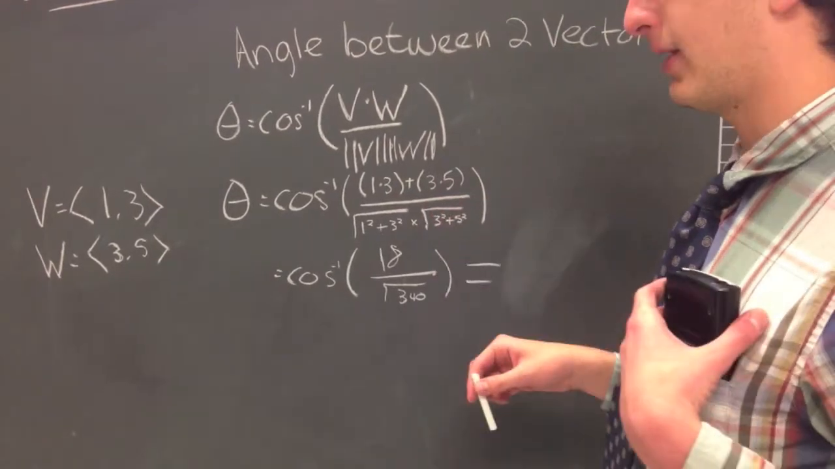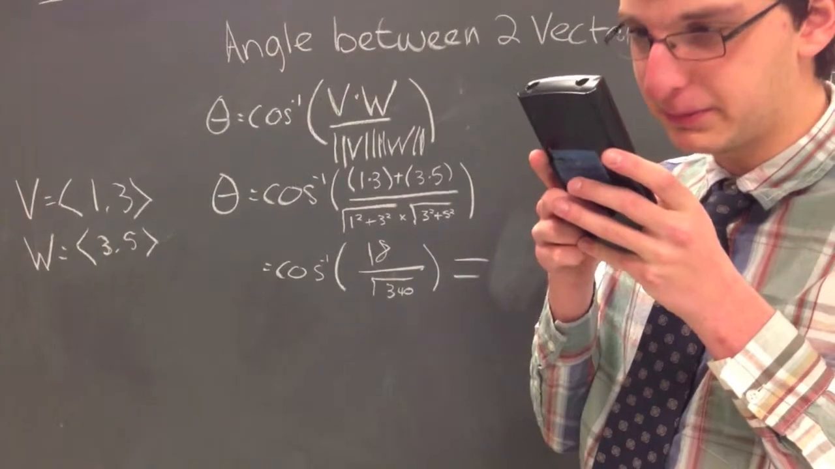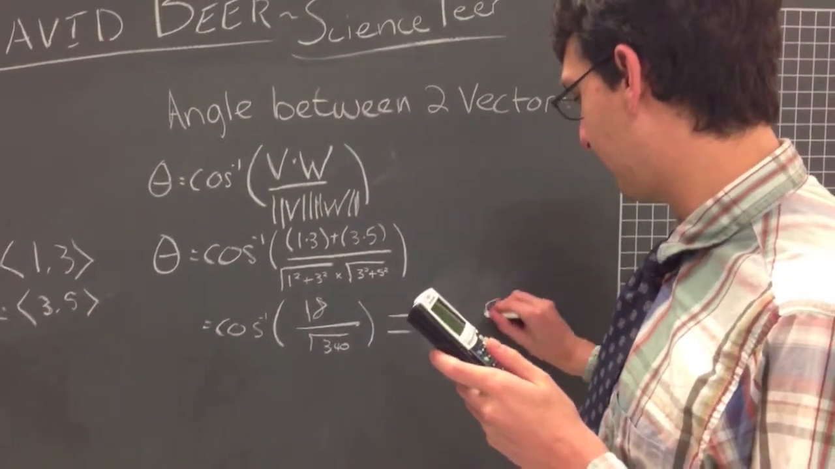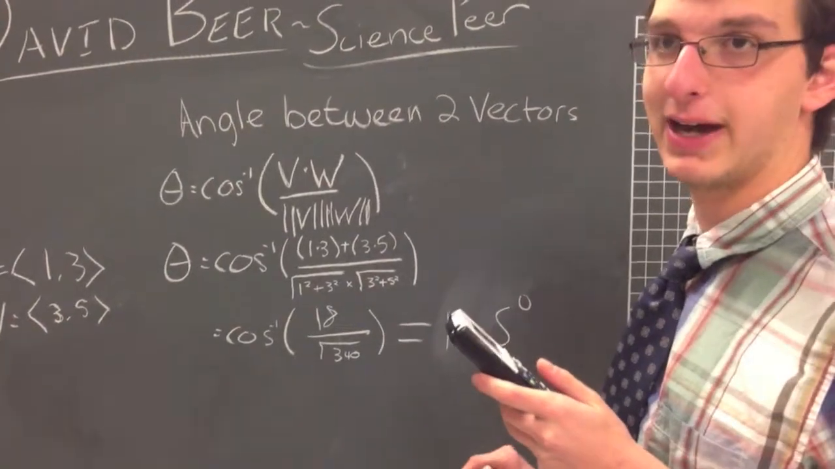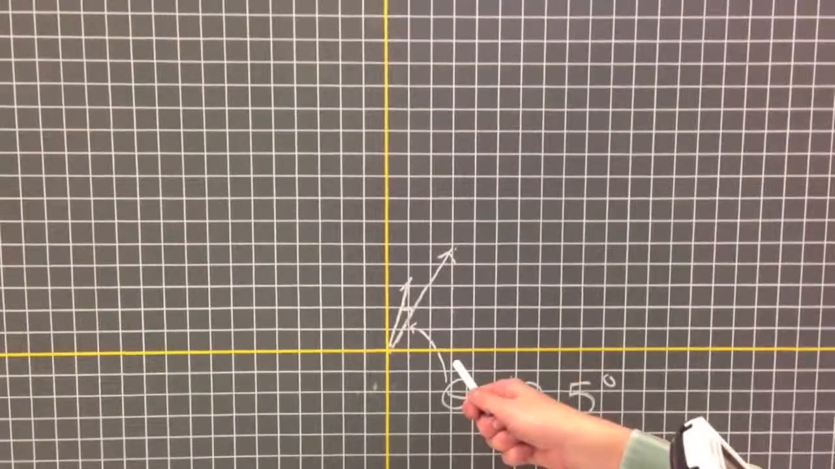So let's plug that into our handy dandy calculator. Beep, boop, boop, bop, boop, boop, boop. We get 12.5 degrees. Let's look at our graph. 12.5 degrees.